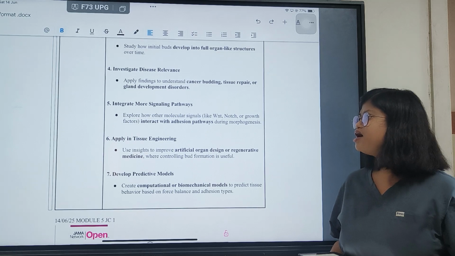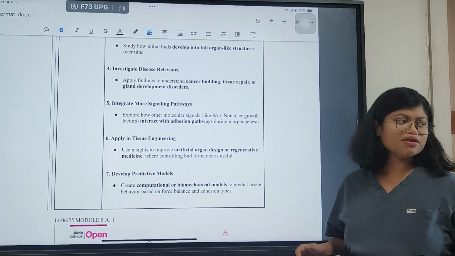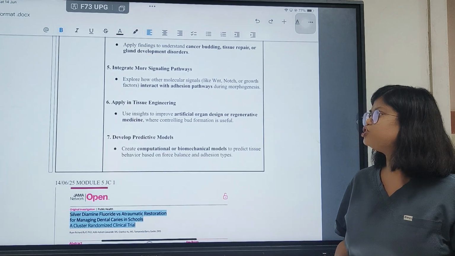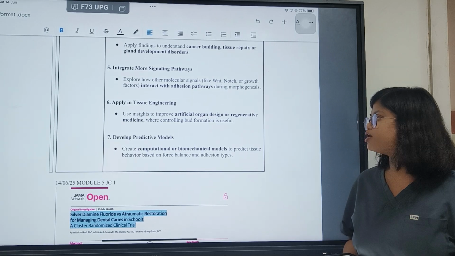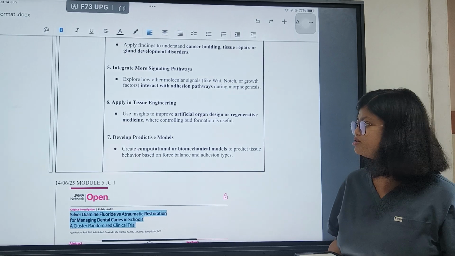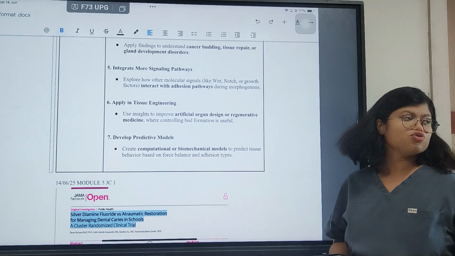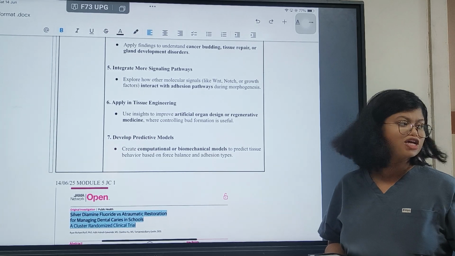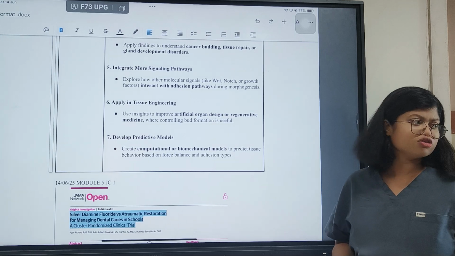They can interact, and how these help in the adhesion mechanisms and play a role, they can do in further study. Applying tissue engineering in further studies for creating artificial organ design and regenerative medicine responses, and develop predictive models using computational methods and simulation studies. We can predict the tissue behavior based on the force traction.